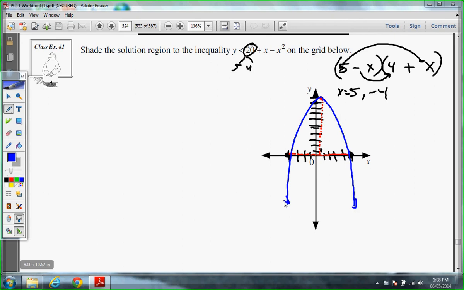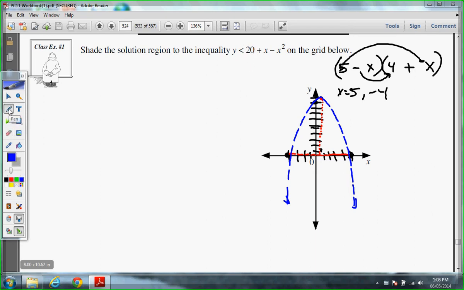So now we have a graph. Now we ask ourselves, what's it want? It wants less than. So what type of line does it want? Dotted. Sorry, I was talking about the graph line, Nick. I want a dotted line, so I'm going to go ahead and dash these out. I want a dotted line because it's less than, not less than or equal to. Let me erase this up here so we can see this. Okay, and it's less than.